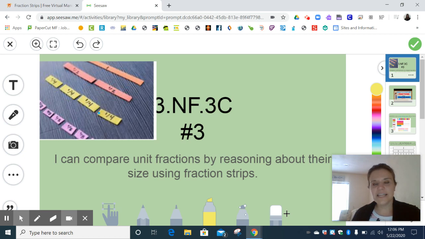Hey, third graders. Today we are going to keep working on 3NF3C. And our I can statement is, I can compare unit fractions by reasoning about their size using fraction strips. So today is kind of a review day. We're going to continue using fraction strips.